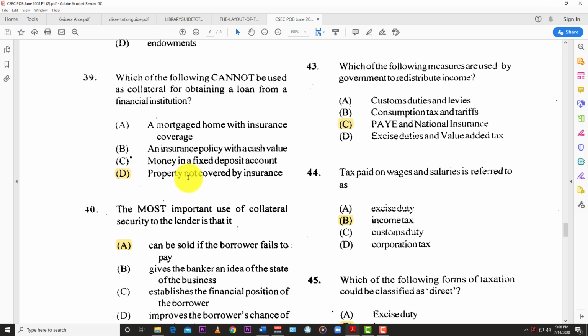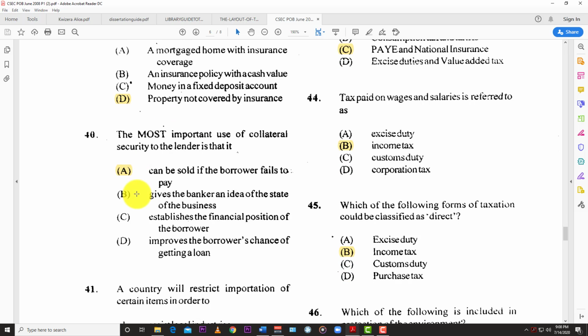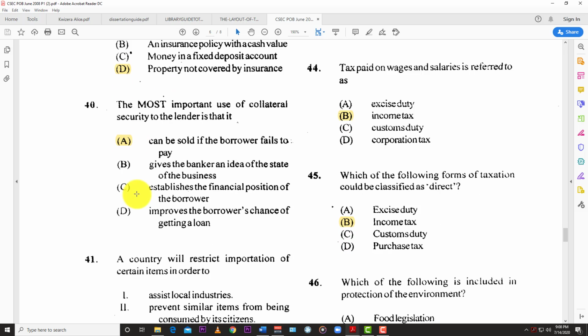Alright, so that's 39. 40. The most important use of collateral security to the lender is that it, and now this is from the lender's perspective, not the borrower, the lender, so the bank. And so the best answer is A, can be sold if the borrower fails to pay. So you have to get something to hold on to, so that if the borrower fails to pay, then you use that as your payment.